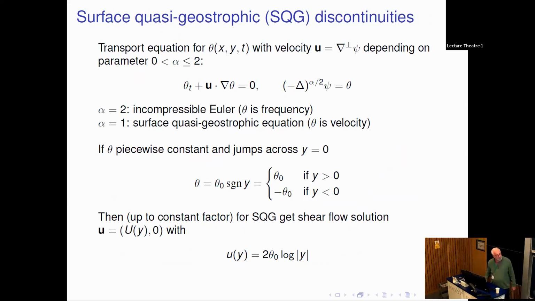Okay, so I'm going to finish up just in a minute. Let me just show one other thing, which is sort of separate from this discussion. One can also look at generalizations of the stream function vorticity equation. So here, instead of having minus Laplacian psi equals vorticity, we have some fractional Laplacian. And alpha equals 2 would be Euler. The other important case is alpha equals 1. That's the surface quasi-geostrophic SQG equation.